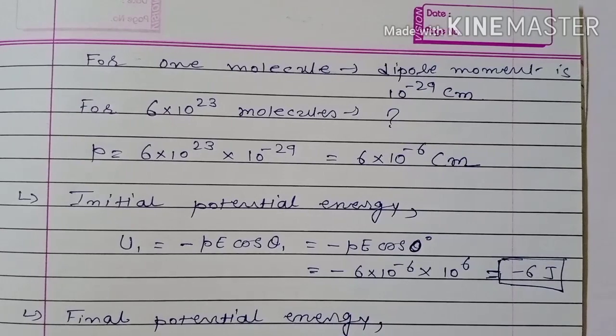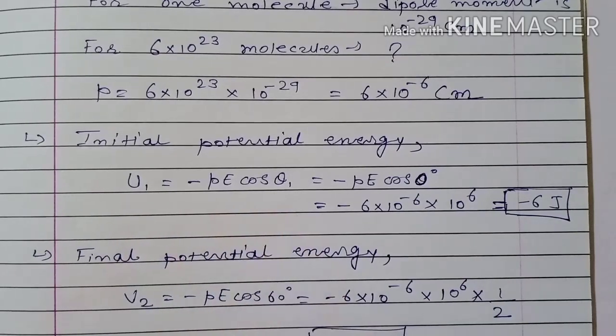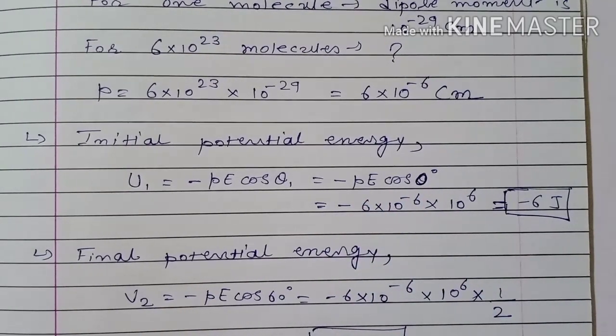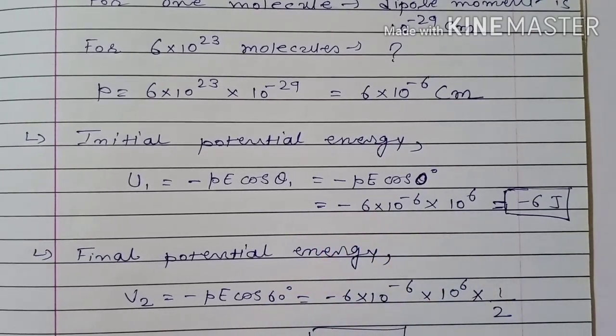Initially, when all the dipoles are aligned in the direction of the electric field, at that time potential energy is minus pE cos theta 1. Theta 1 is 0, so minus pE cos 0. Value of cos 0 is 1, value of p is 6 into 10 raised to minus 6, E is 10 raised to 6. 10 raised to 6 and minus 6 will get cancelled. What will remain? Minus 6 joule.